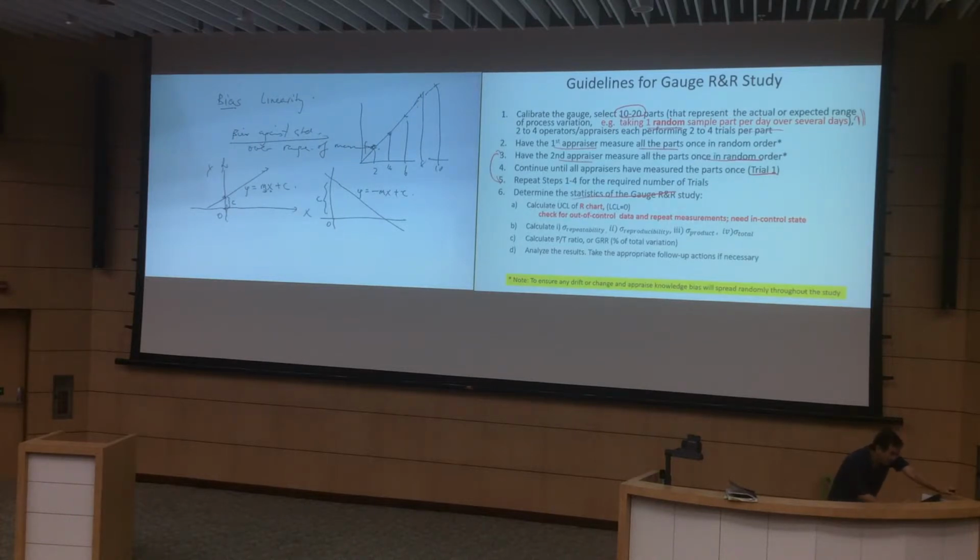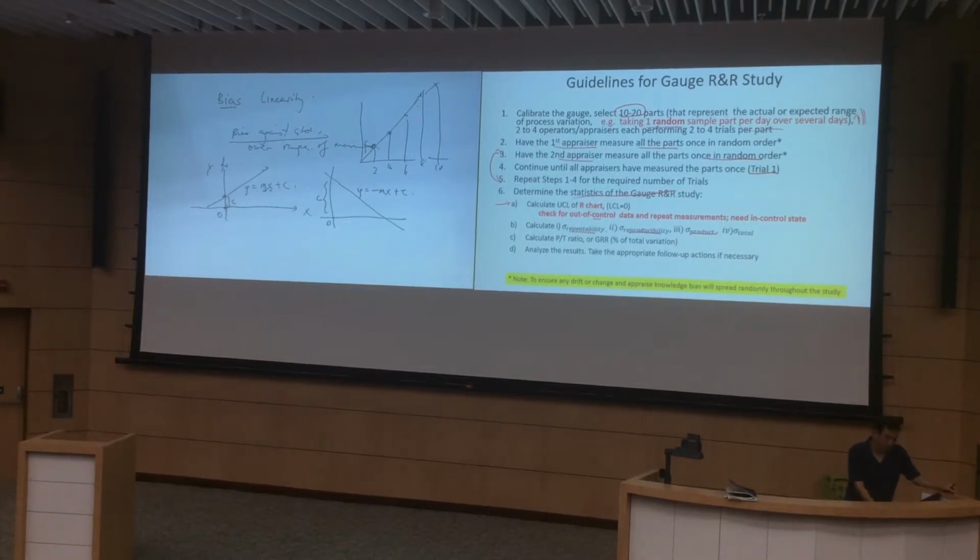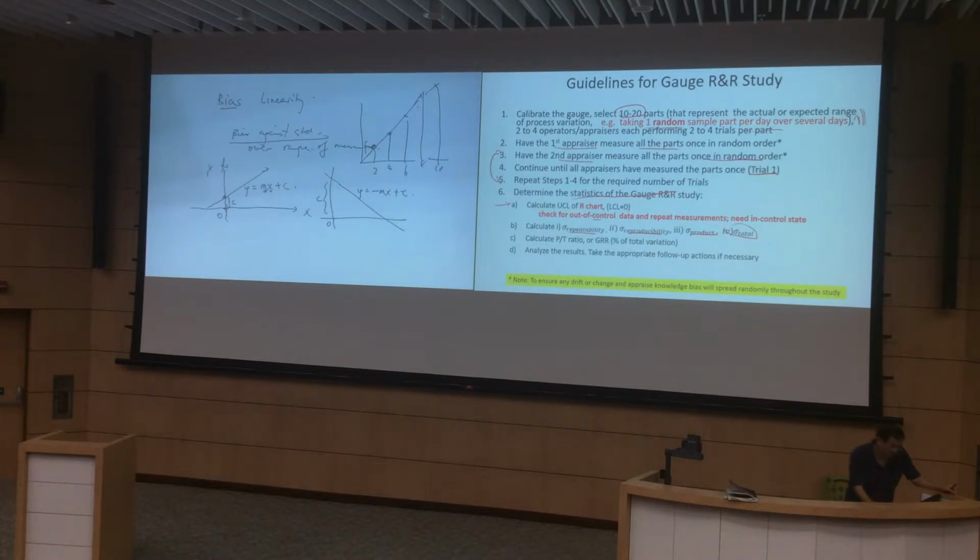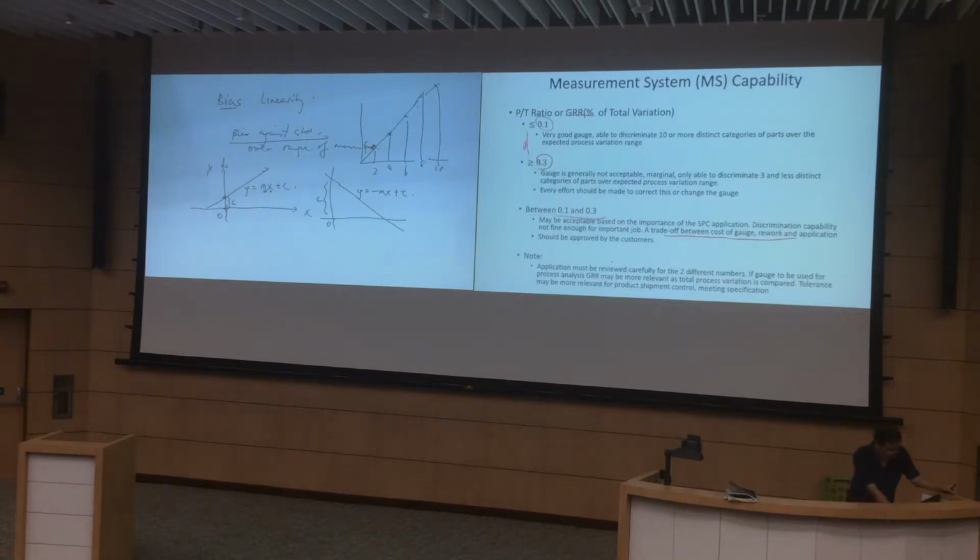Typically, the most important thing is the R chart, and I will explain why. Then after that, we calculate the repeatability, reproducibility, and the product variation, and then the total. Subsequently, we get the total, and then we calculate the P/T ratio or the GRR number. Then we look at the result and compare whether it is in the range that we want, and whether they accept it or not.